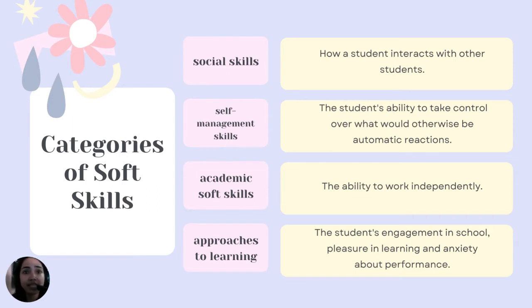Self-management refers to self-regulation, for example, the student's ability to take control over what would otherwise be automatic reactions by planning, focusing attention, reframing experiences, and using mental tools. Lack of self-management is manifested when a student blurts out responses, which suggests a lack of thoughtfulness. The third category, academic soft skills, are both social and cognitive. Their defining feature is their ancillary role in carrying out traditional academic tasks, for example, the ability to work independently. Finally, approaches to learning includes such things as students' engagement in school, pleasure in learning, and anxiety about performance.